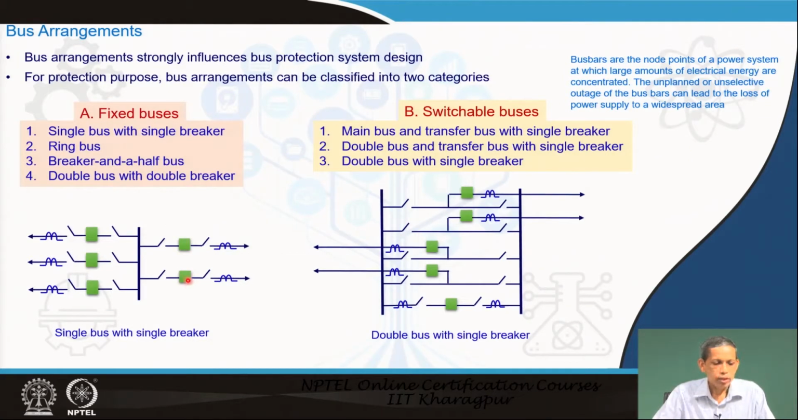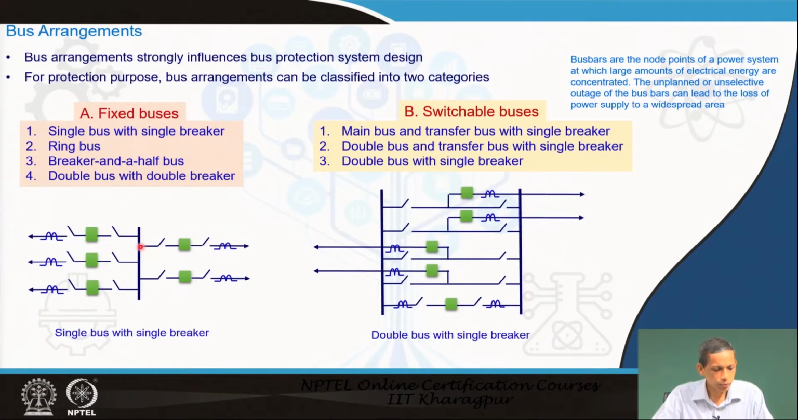Two categories can be observed on the protection aspects: the fixed bus approach and the switchable bus approach. In the fixed bus approach, we have single bus single breaker, ring bus, breaker and half, and double bus with double breaker. In the switchable bus, we have main bus and transfer bus, double bus and transfer bus, and double bus and single breaker. These are the different classes we can talk about here.